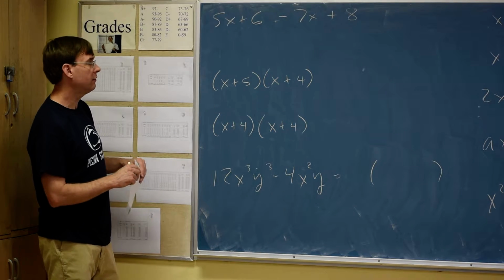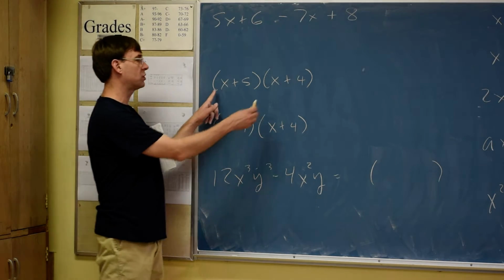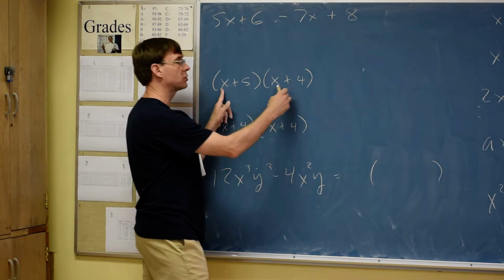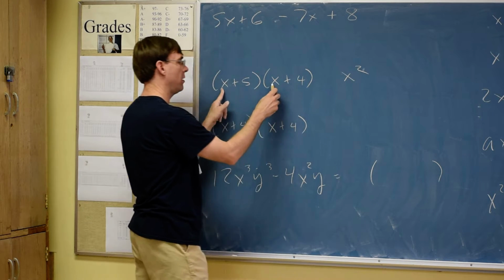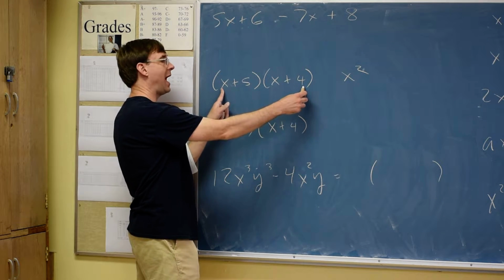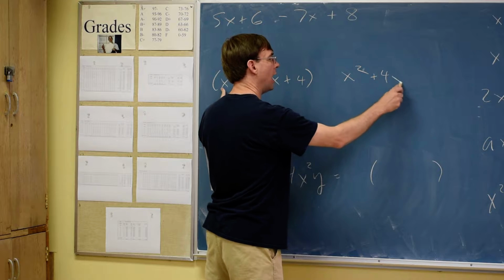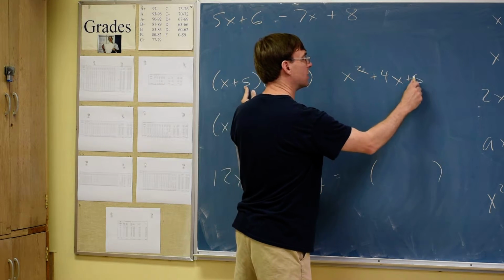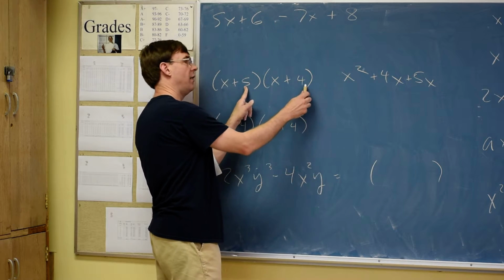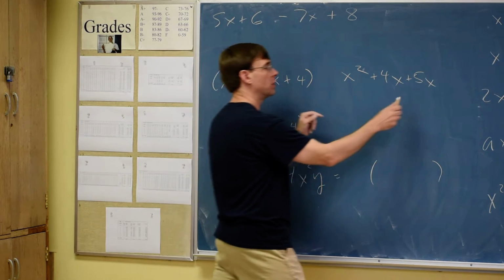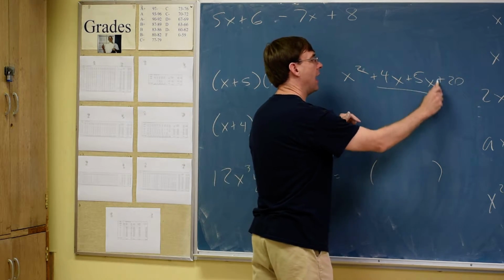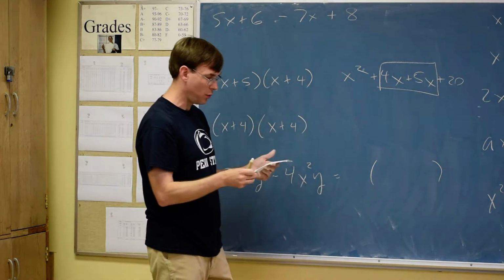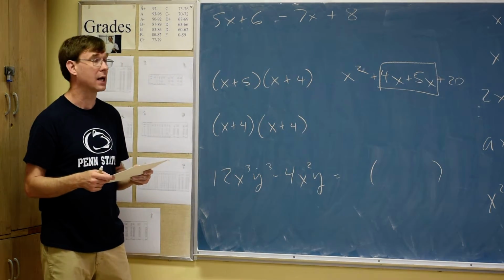32, we're foiling. Foiling was an acronym where the F stood for multiplying the firsts, which is x squared. The O stood for the outsides, which is a 4x. The I stood for the insides, which is a 5x. And the L stood for the lasts, which is a 20. And then those are like terms, we want to combine those into a 9x.